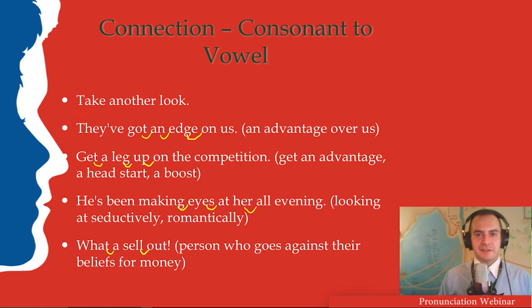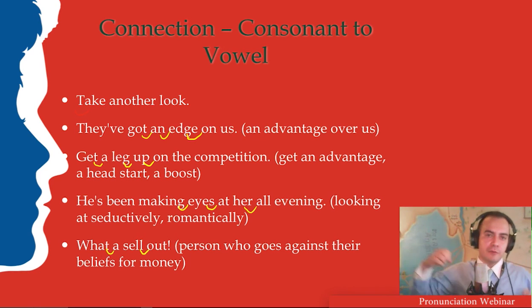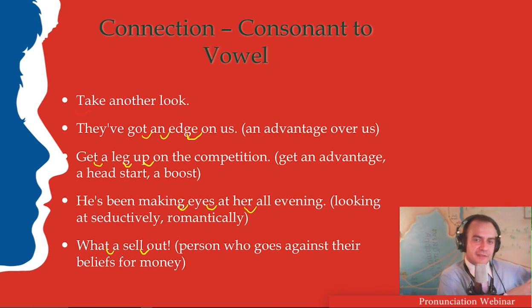Then we have the consonant to vowel link. Now this is the most important. So when you have a word that ends with a consonant and the next word starts with a vowel, you push off the ending consonant of the first word into the vowel of the second word. So like in the song Jessie J, I got all I need when I got you and I. You and I. Sounds like die.